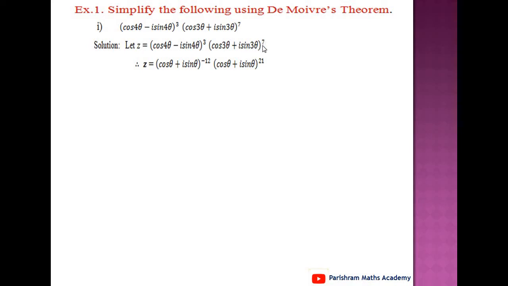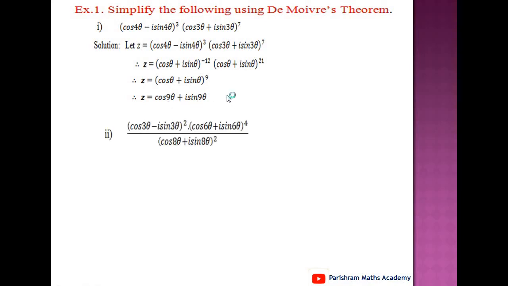Here 3 into 7 is nothing but 21. Therefore (cos θ + i sin θ) to the power 21. And therefore z equals (cos θ + i sin θ) to the power of −12 plus 21, that is 9. It means z equals cos 9θ + i sin 9θ.